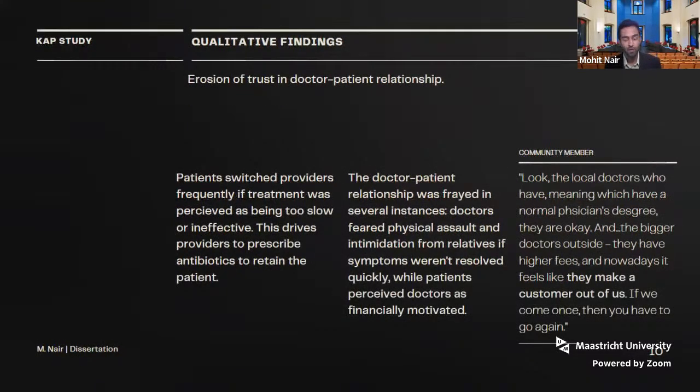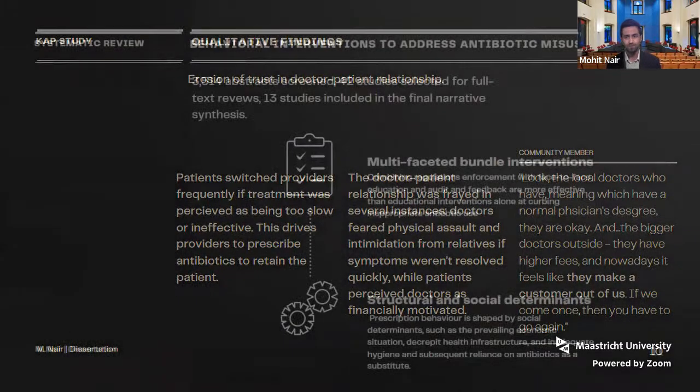Moving upstream to think about the doctor-patient relationship as a whole, this relationship was found to be quite frayed in several instances. Patients viewed doctors as out to make money, as demonstrated in the quote on the right, and switched providers frequently if the treatment was perceived as being too slow or ineffective. Meanwhile, on the other hand, doctors routinely reported that they were worried about being blamed for faulty treatment by patients. Multiple doctors expressed fear for their lives, given the threats to personal well-being from angry patients.